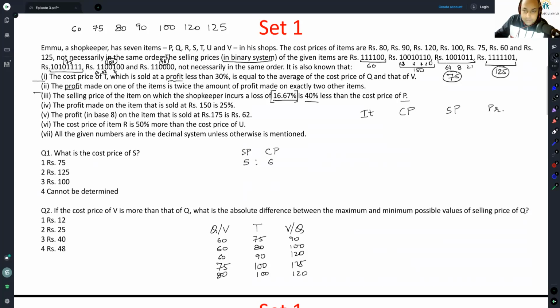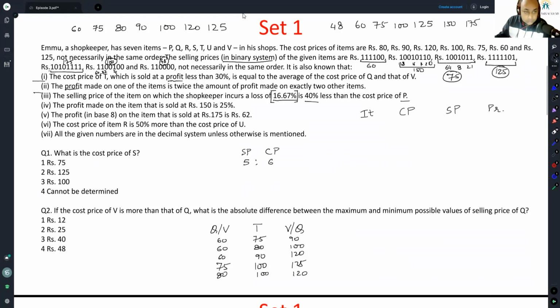But then within SPs, let me also write down all the SPs in sequential order: 48, 60, 75, 100, 125, 150, and 175. Okay, CP, if it is 60, I would need SP to be 50. 60, 50, do I have a pair? Not really. 90, 75, do I have a pair? Yes, there is a pair of 90, 75. 120, 100, do I have a pair?